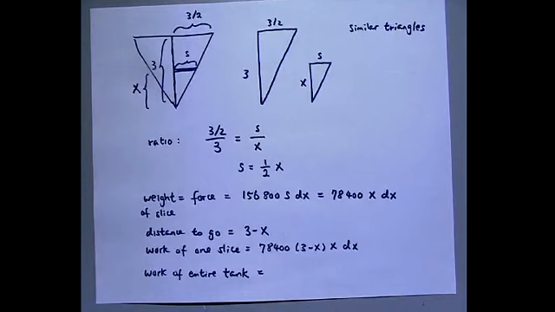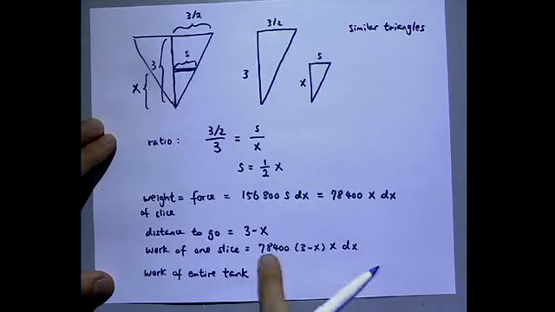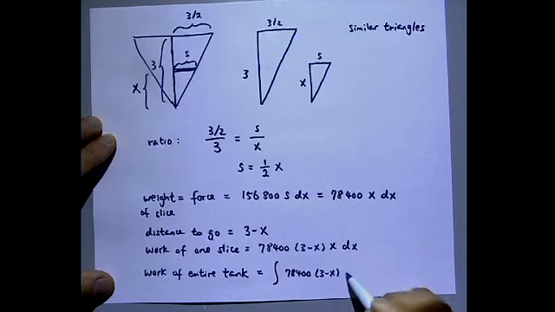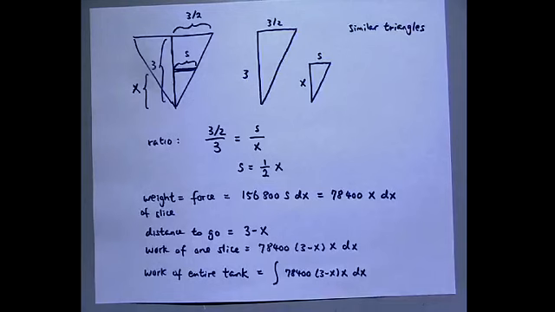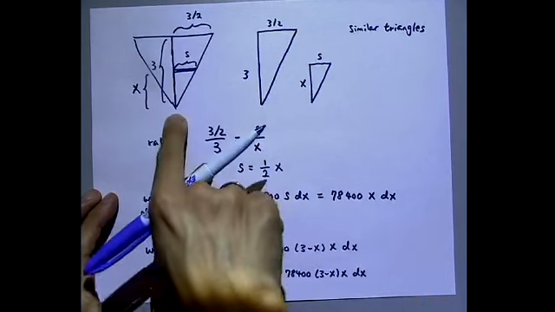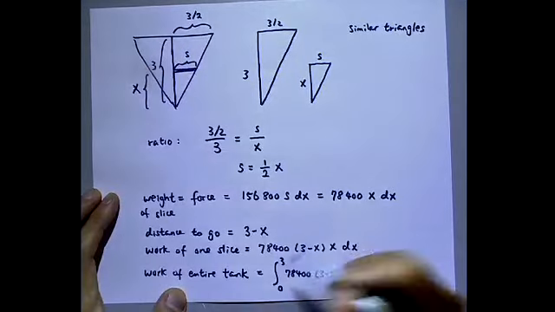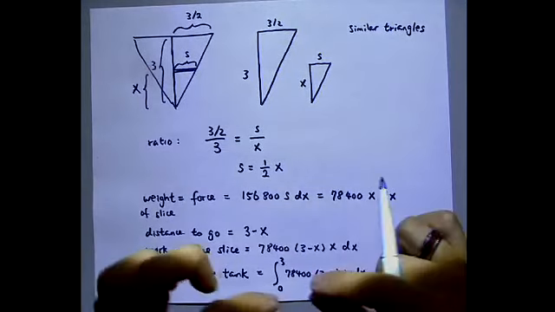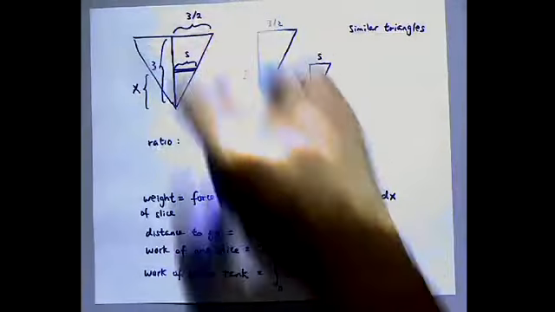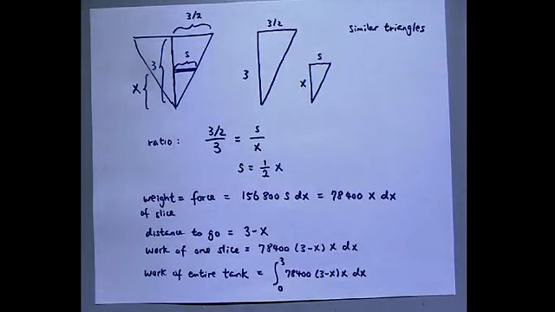And then the work of the entire tank, now we have to add up all of these infinitely many slices. We integrate that thing. And what are my integration limits? Very good, 0 to 3. I start grabbing my slices at the bottom, and I keep doing that until 3. The tank was full, right? So I start with a slice at the bottom, move up until the very top. Of course, the slice at the very top is almost there already. It doesn't need much work to get there, but the one at the bottom needs a lot of work to reach the top.